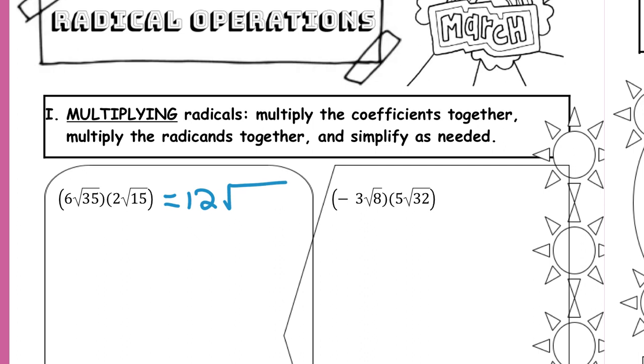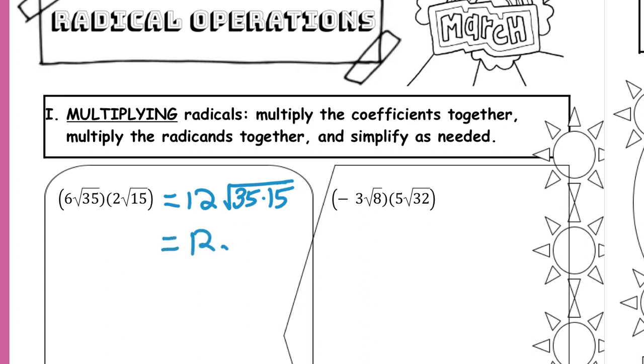So if we did that, I don't actually want to multiply 35 by 15, because then I have to literally bring it all the way back down. So I'm just going to say 35 times 15, and I'm going to put it underneath one radical. And since they are the same root, 2, I can do that.